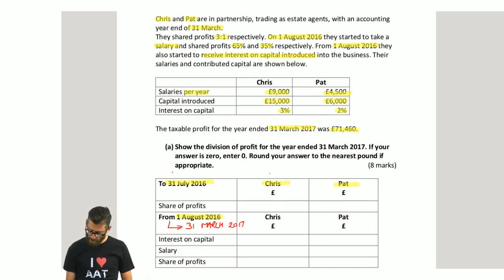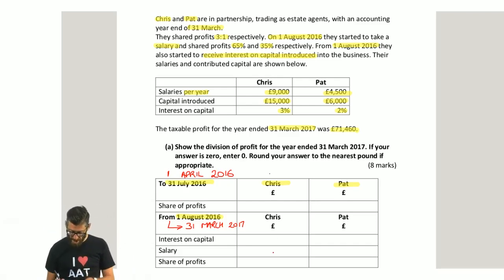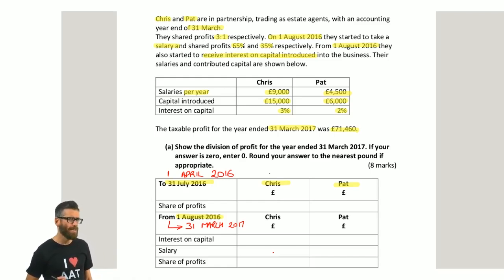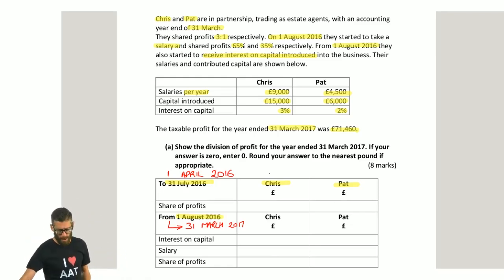2017, and this one would have been from the 1st of April 2016 up until the 31st of July. And we've got the interest, the salary and the share of profits. So 8 marks, 8 wonderful marks, which normally, according to the examiner, is well answered and well prepared. You need to make sure you take time. Don't rush through this, because it is a lovely task, but mistakes are easily made if you jump one step ahead. So we're going to look at answering this question in a calm and composed manner.